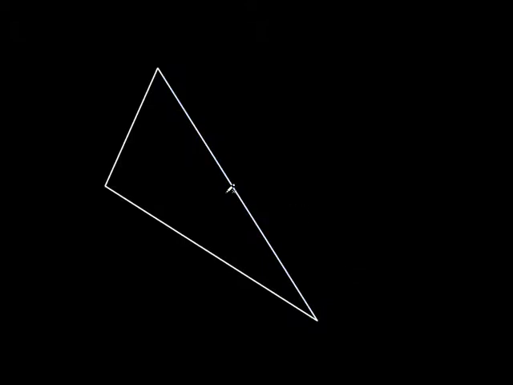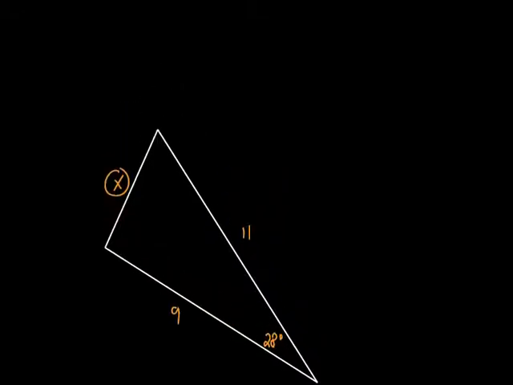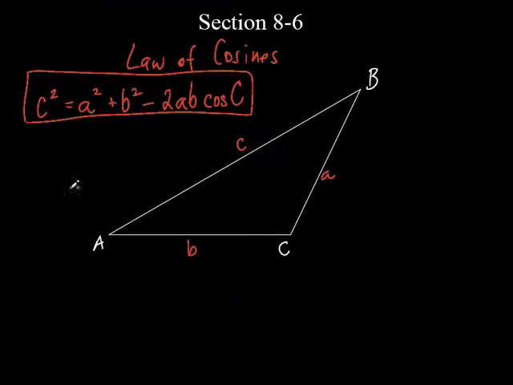All right, and we'll just put the values in here. We'll call that X. This little angle right here is 28 degrees. This side right here is 11. And this side right here is 9. And we're trying to solve for X. So if you take a look at this, this is the side we're trying to solve for, right? So what is the X in this formula right here then?